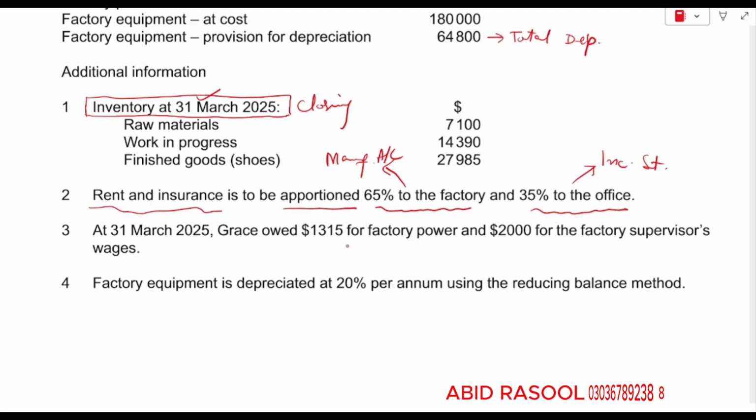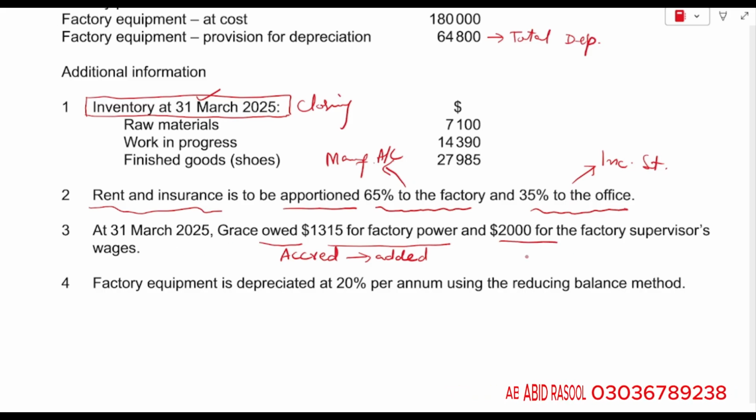Grace owed $1,315 for factory power. Owed means this expense is accrued, this is payable. This expense has been incurred. We have incurred this expense but we have not paid. That's why this expense is accrued. Accruals are added to the expense amounts that we have paid. And $2,000 for the factory supervisor wages is also accrued. This is also accrued wages of factory supervisors.